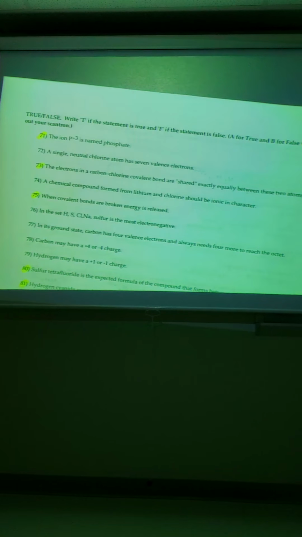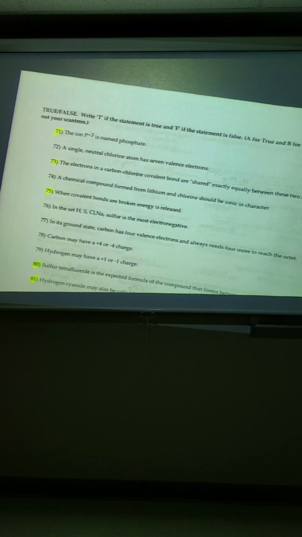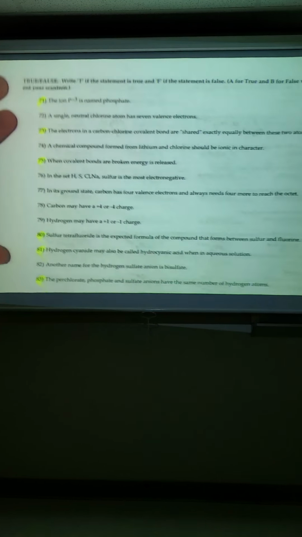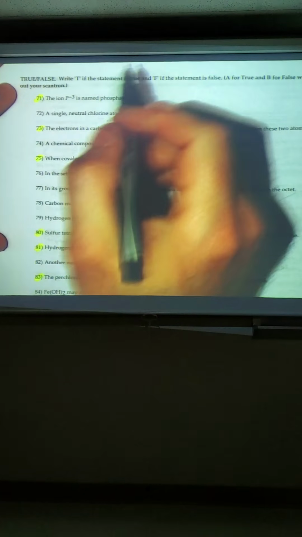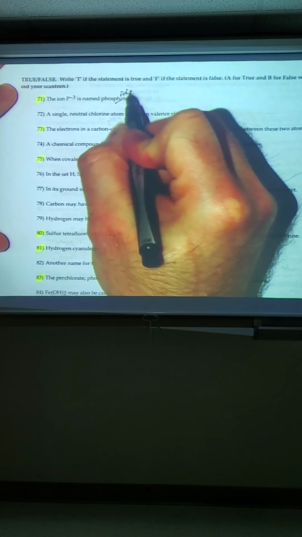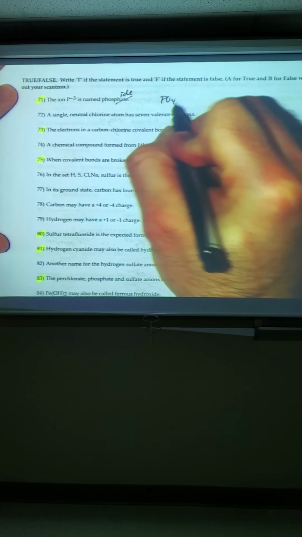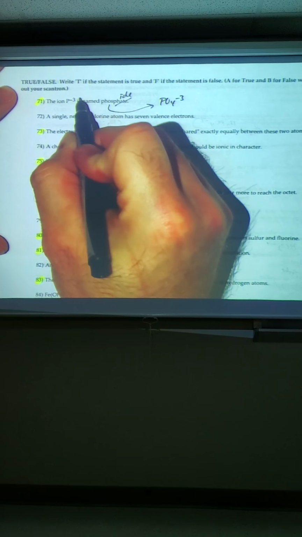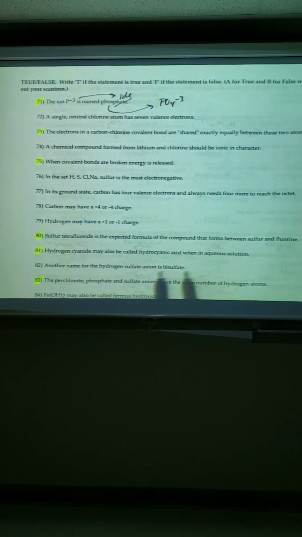Home stretch, true and false, a little bit of matching, and we're done. Big homework though, biggest one so far this year. If you're by yourself, you end in IDE, so that'd be phosphide. Phosphate is PO4 -3, that's the polyatomic ion. So phosphate would be that, phosphide would be that. So there we go with a false.